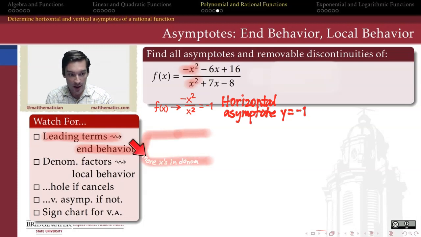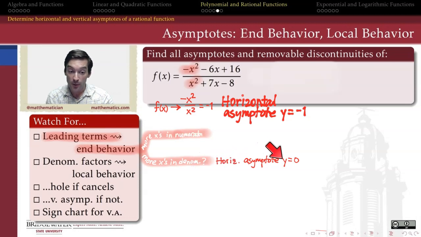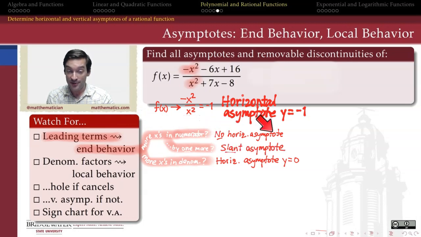If the degree of the denominator happens to exceed the degree of the numerator, then that horizontal asymptote is always y equals 0, in other words, the x-axis. When the degree in the numerator is higher than the denominator, there is no horizontal asymptote at all. But when that degree is exactly 1 higher than the degree of the denominator, we get a slant asymptote whose equation can be found through polynomial division.